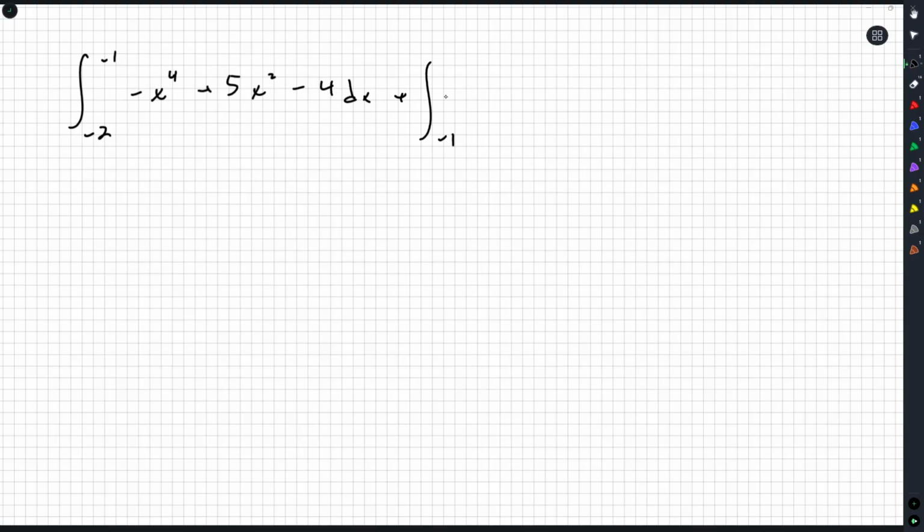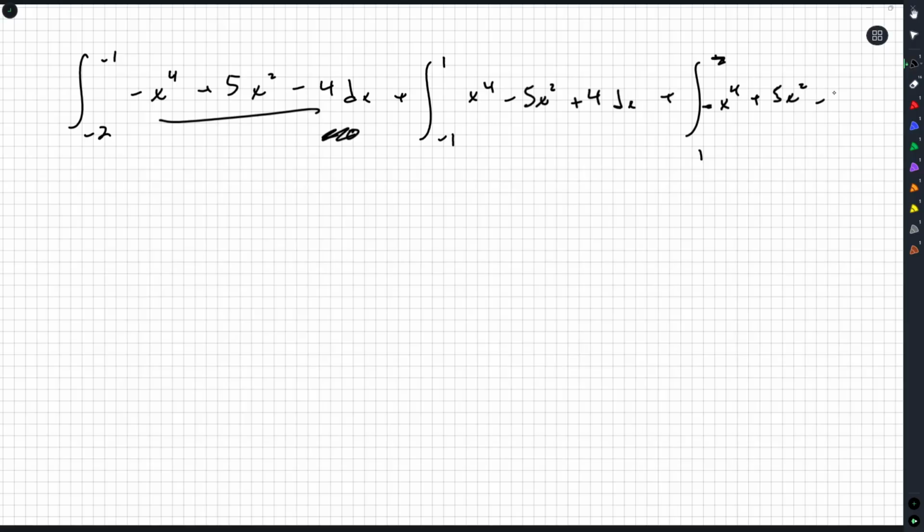Then between -1 and 1, it was flipped. So you do 0 minus this thing. Well, that's the same as just changing all these signs. So x to the 4 minus 5x squared plus 4. And then we were back to the original way. This thing minus 0, so it is unchanged, going from 1 to 2. And we're just going to integrate each of these, get antiderivatives, and then that's it. We'll be all done.